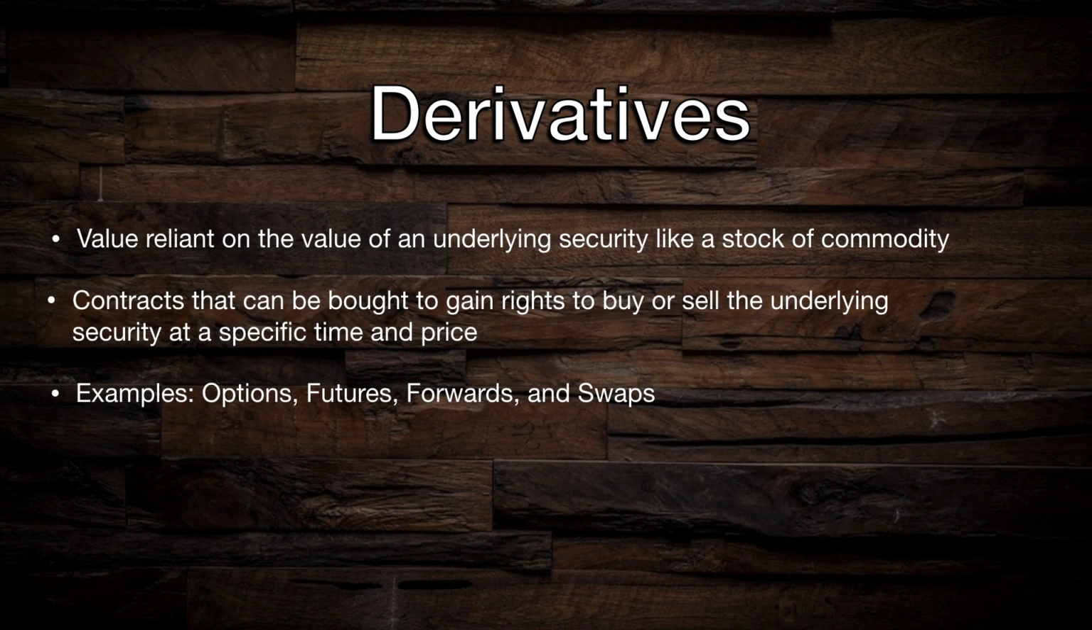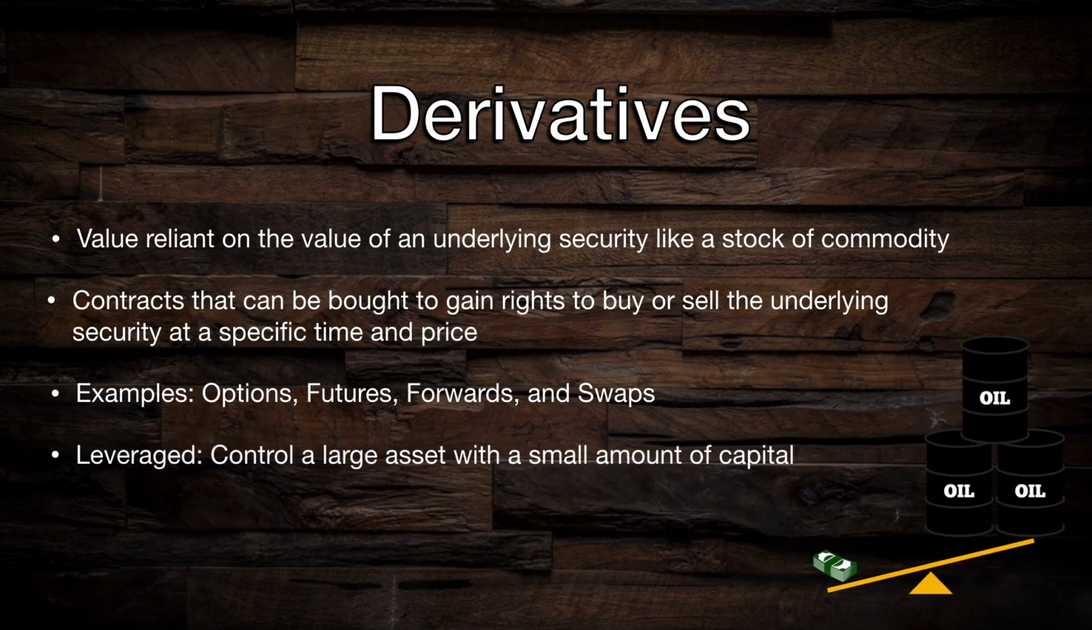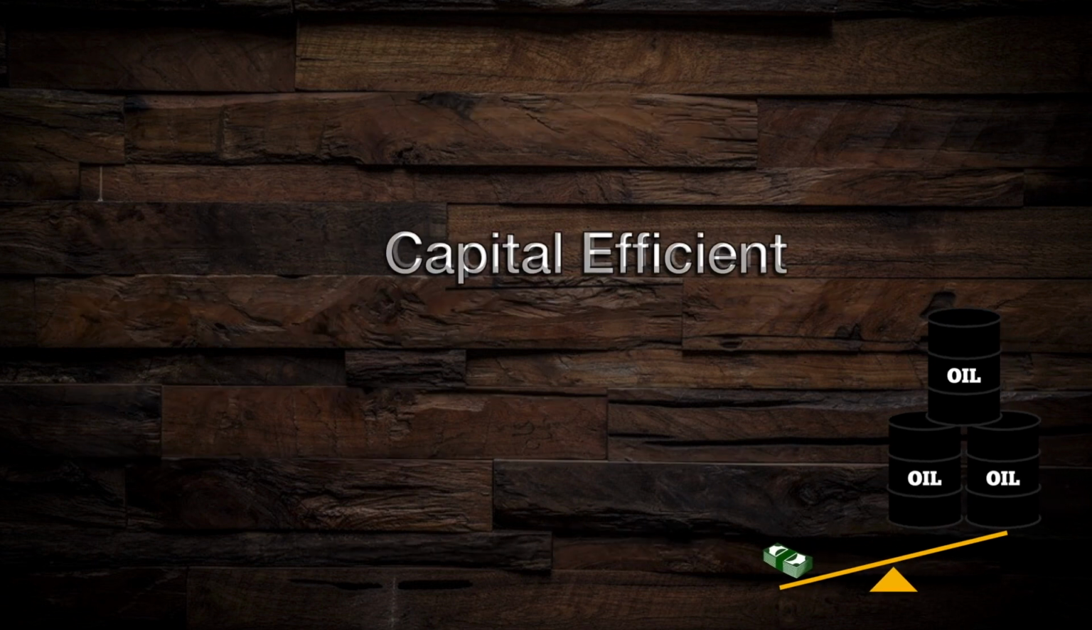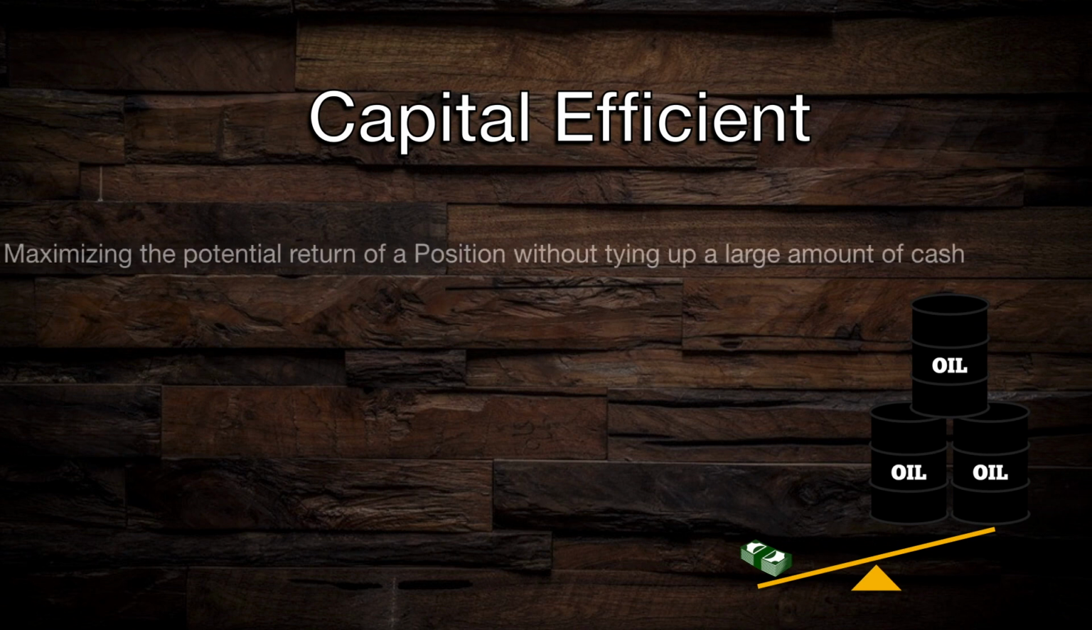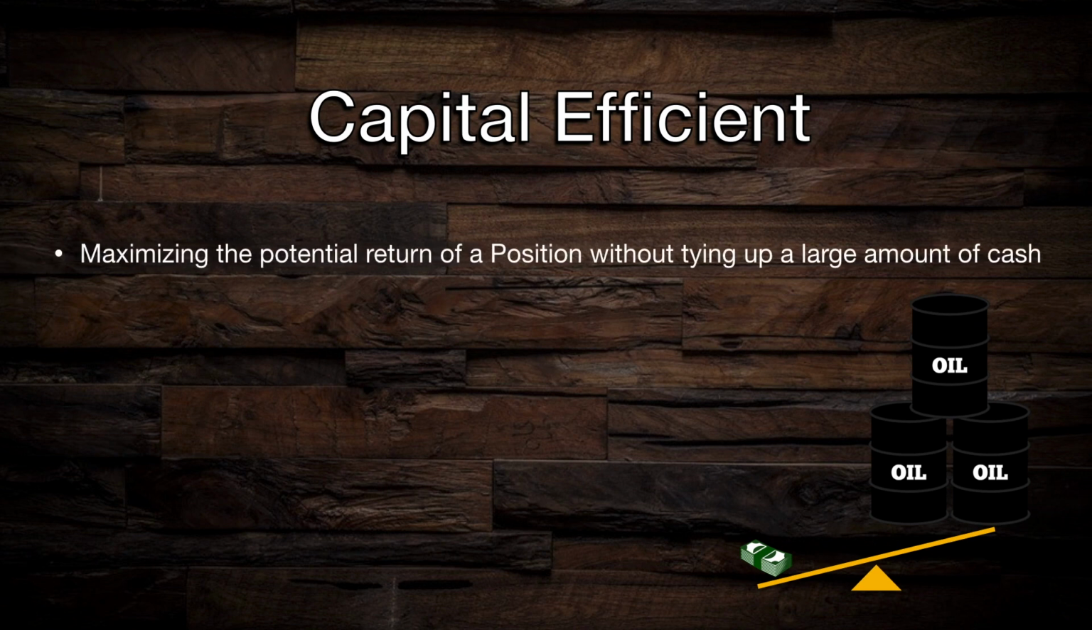Derivatives are typically leveraged, which means you can control a large asset with a much smaller amount of money. Leveraged securities are often the preferred tools of traders who want to speculate because they are more capital efficient. Capital efficiency is the idea of maximizing the return of a position without tying up a large amount of cash. But with the increased potential reward of capital efficiency also comes increased risk.